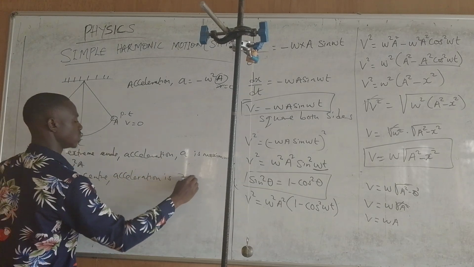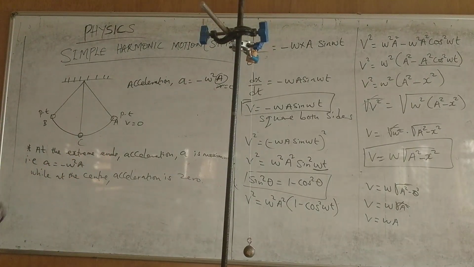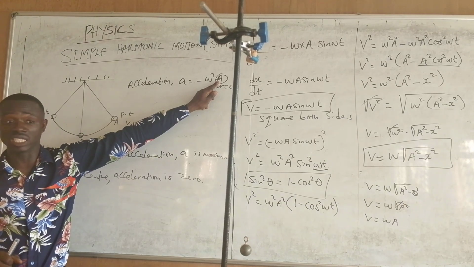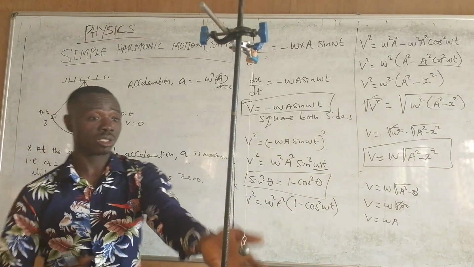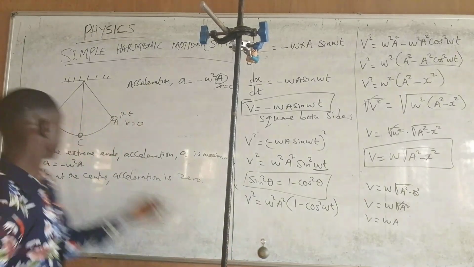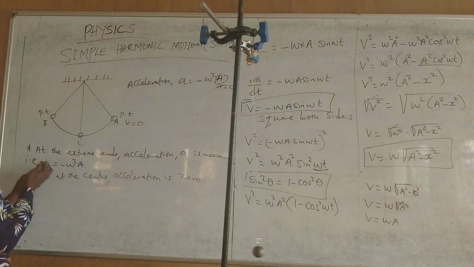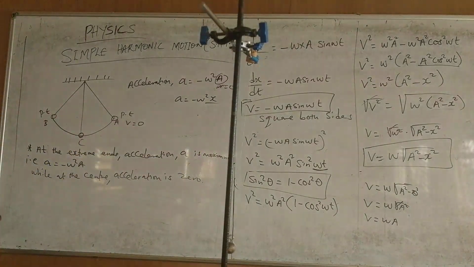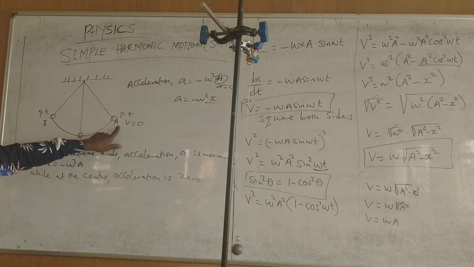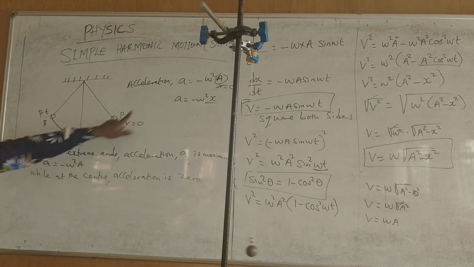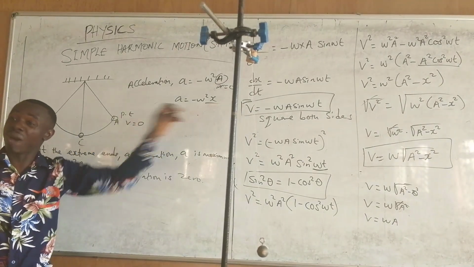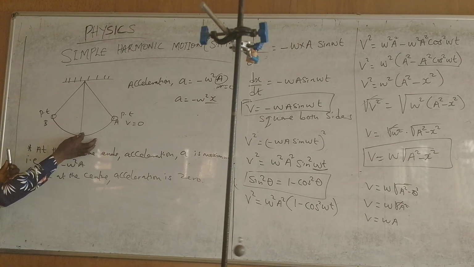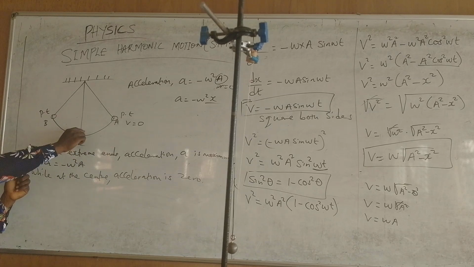Is what? 0. Why? If you use this formula, this A is displacement, right? At the center, is there any displacement? Can you see? Here, there's no displacement. So normally this formula is supposed to be a equals minus omega squared x. But at the extreme end, x will now become A. Please don't forget, x will become A, because x is now the maximum displacement. So at the center, there's no horizontal displacement.